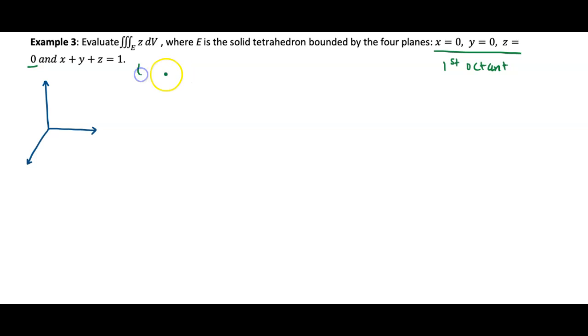So our x-intercept occurs when y is 0 and z is 0. We know that's going to be 1. Likewise, because we have x plus y plus z equals 1, we know we have a y-intercept of 1 and a z-intercept of 1. So our tetrahedron is going to look something like this, with a z of 1, an x of 1, and a y of 1.